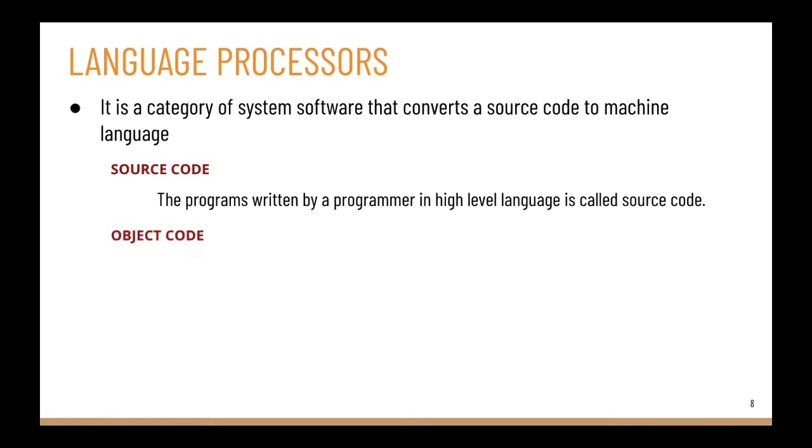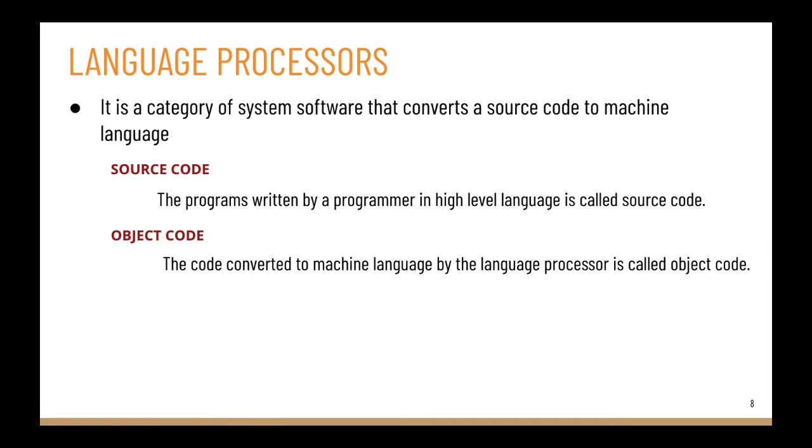It understands what is known as machine language, or in programming terms, object code. So what is object code? The code converted to machine language by the language processor is called object code. We know that a language processor helps in converting the source code to object code. After conversion, whatever code we get is known as the object code.